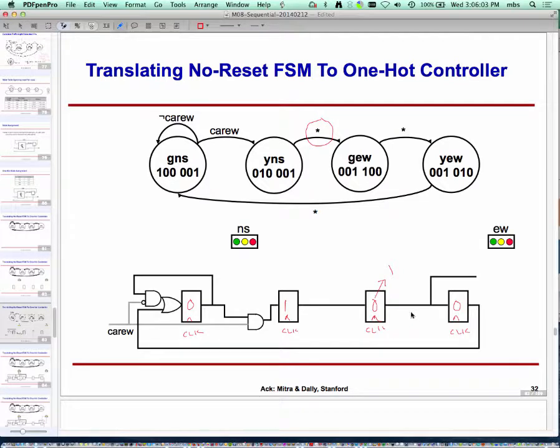Meanwhile, I had a 0 out here in this wire. So this guy will stay. This guy was 0, it will move to 0. So its next value will remain 0.